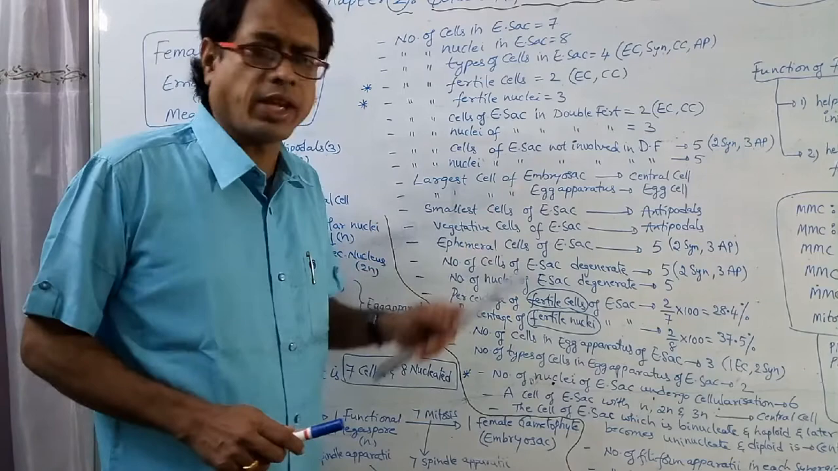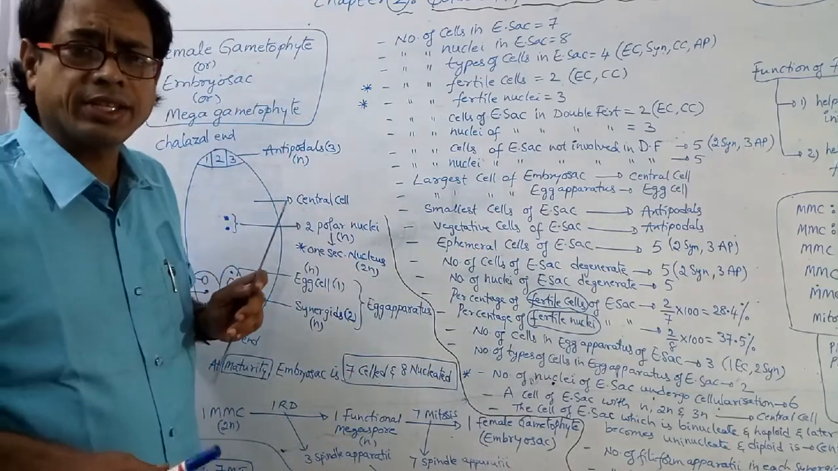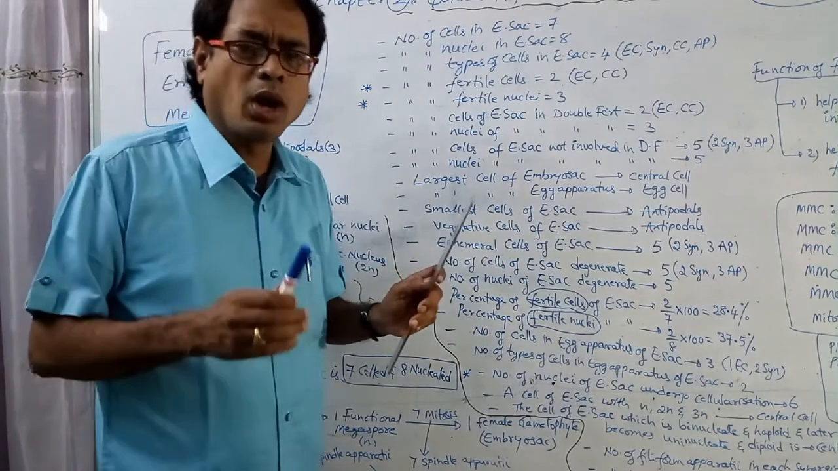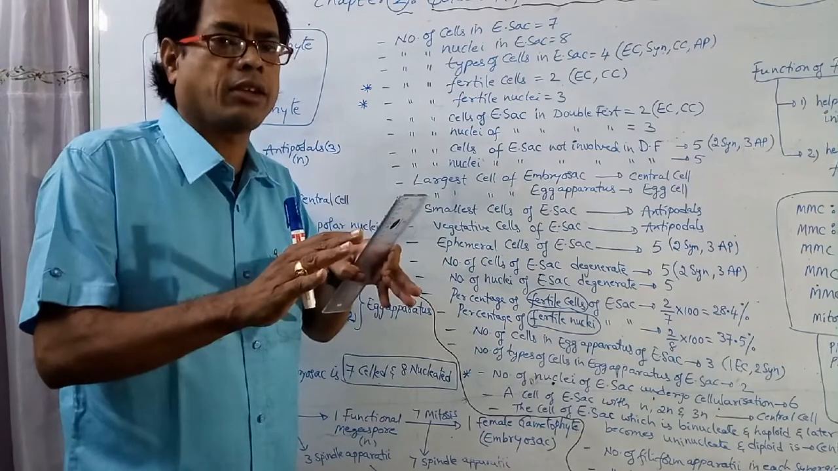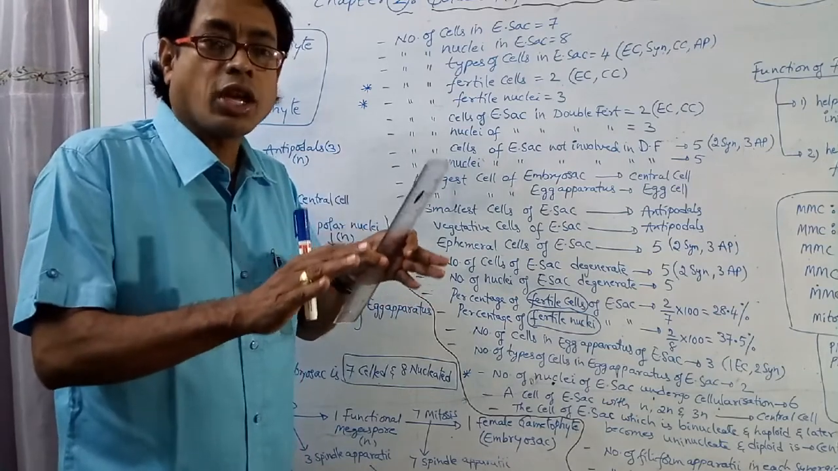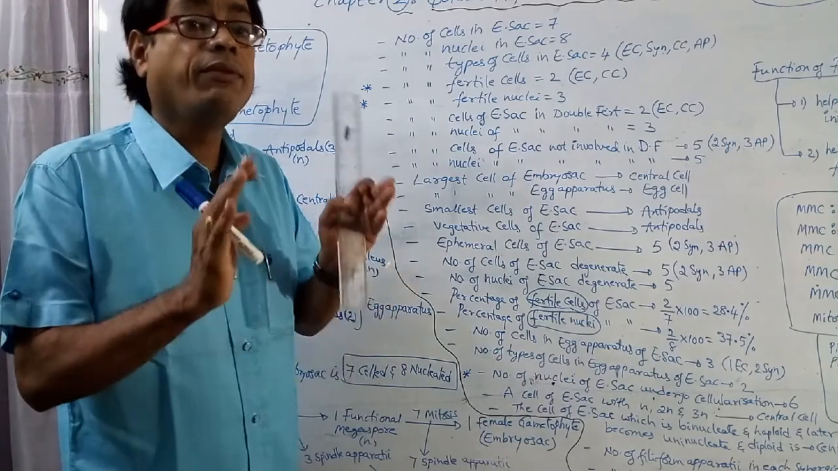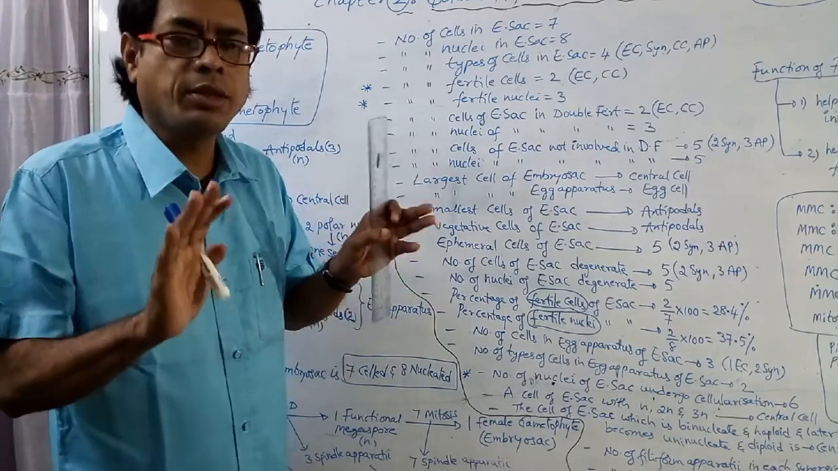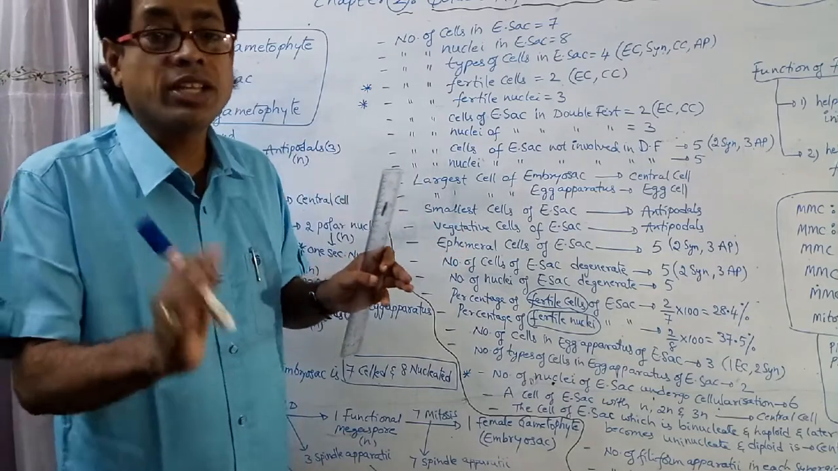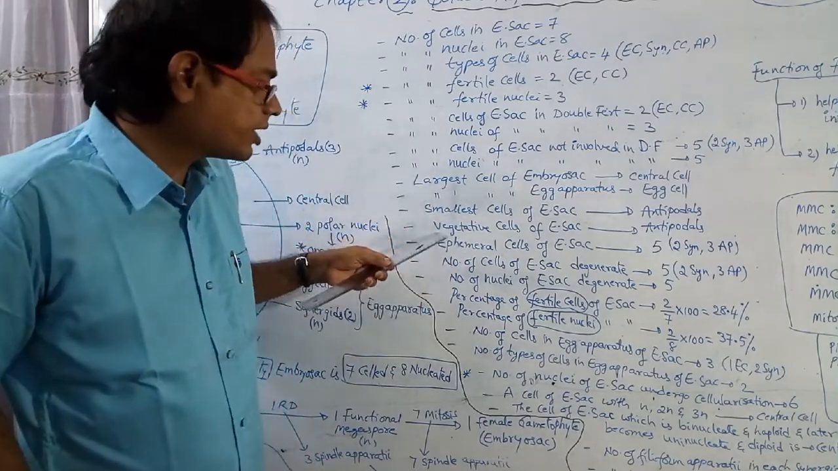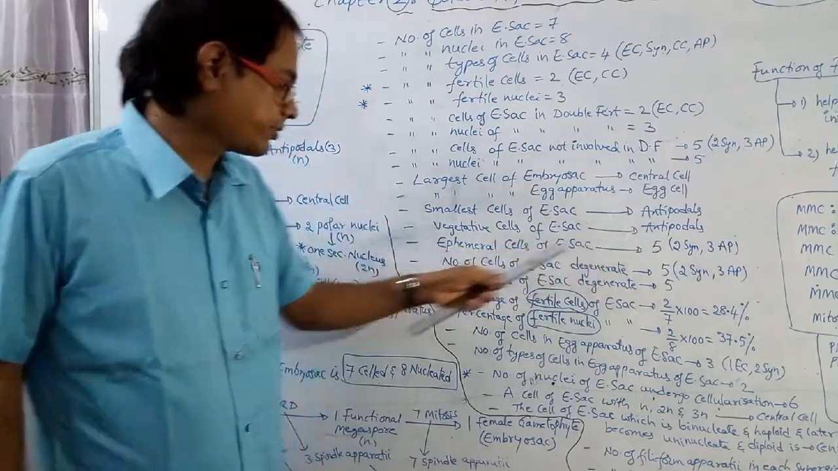Vegetative cells of embryo sac. What are they? The antipodals are considered vegetative cells. What does it mean, vegetative cells? Those cells present in the embryo sac which are not involved in double fertilization. They are present but not involved in double fertilization, so they are considered vegetative cells. Vegetative cells of embryo sac means antipodals.